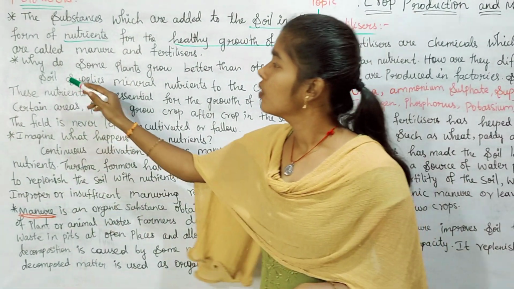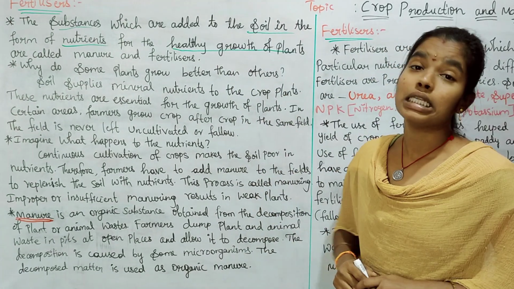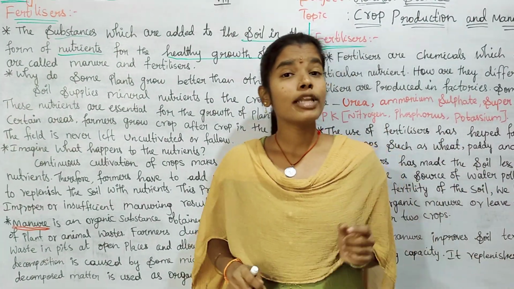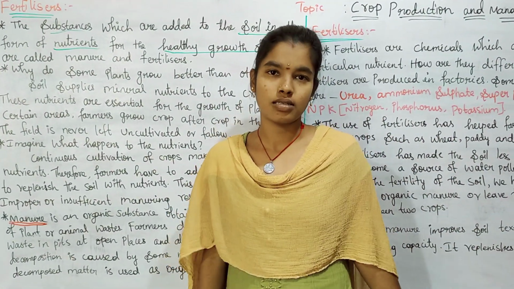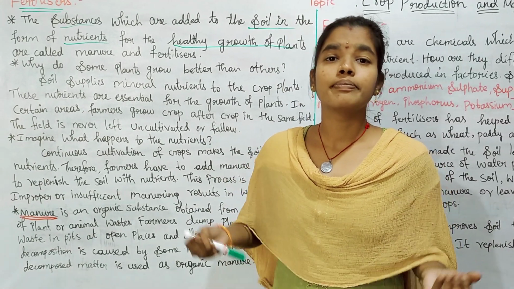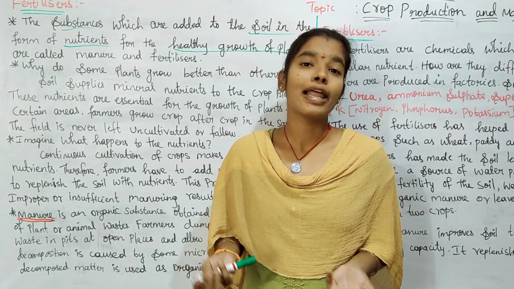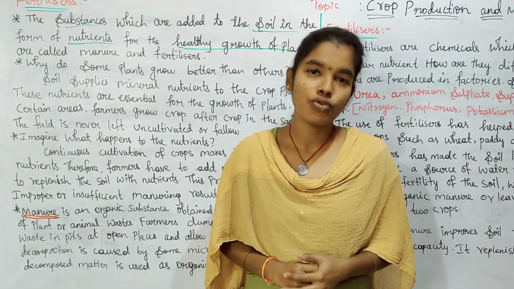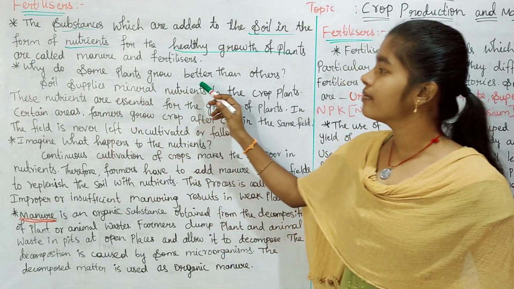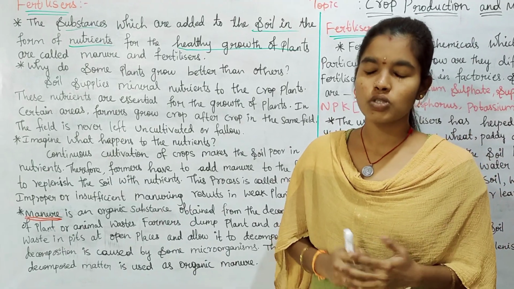And why do some plants grow better than others? You can observe in the field that some crops grow very healthy and some crops are not able to grow healthy. So what may be the reason?